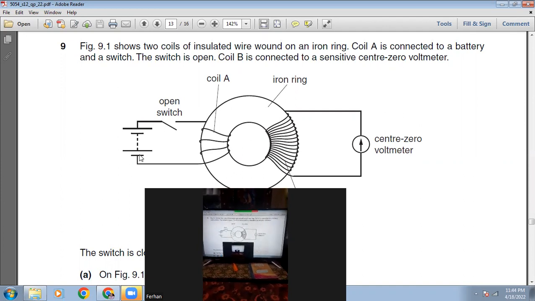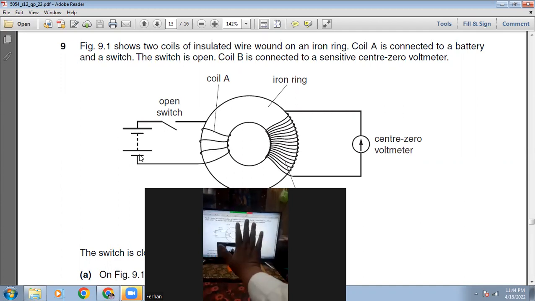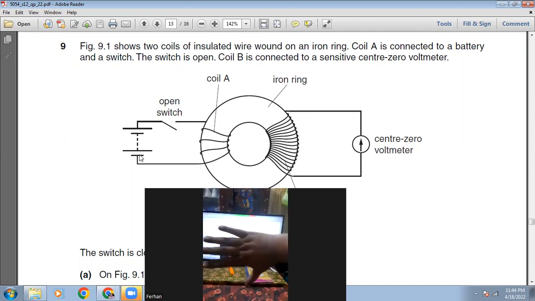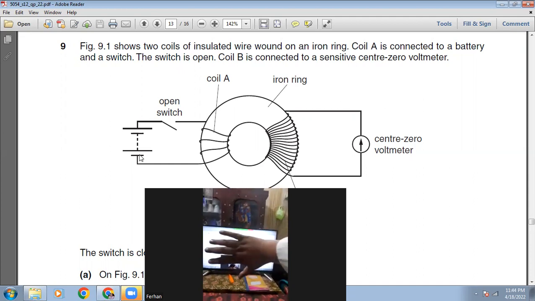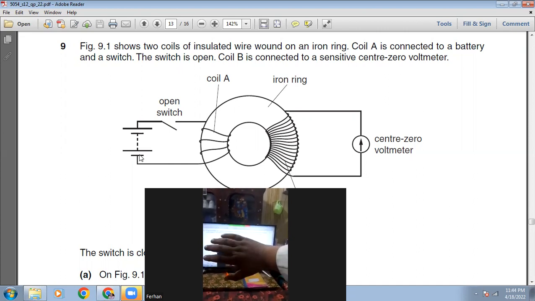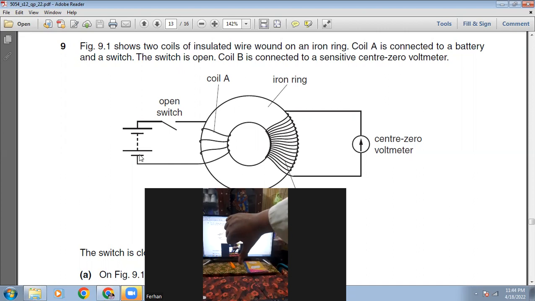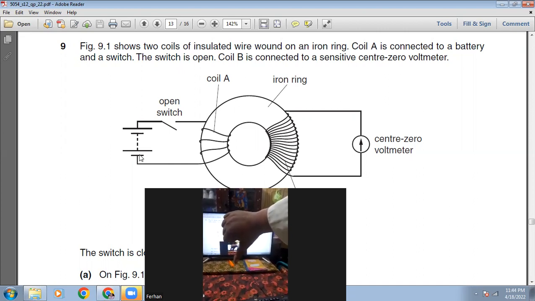So I will use the right-hand grip rule for the solenoid, and I will hold the solenoid in my right hand. I will hold it like this: the curls of my fingers are along the direction of the conventional current, and my thumb will point in the direction of the north of that electromagnet which will be formed on coil A.